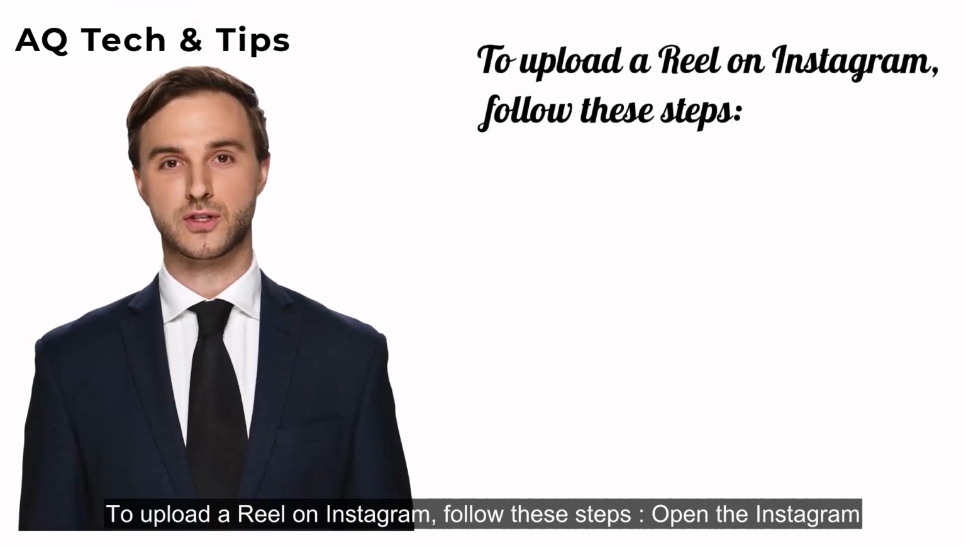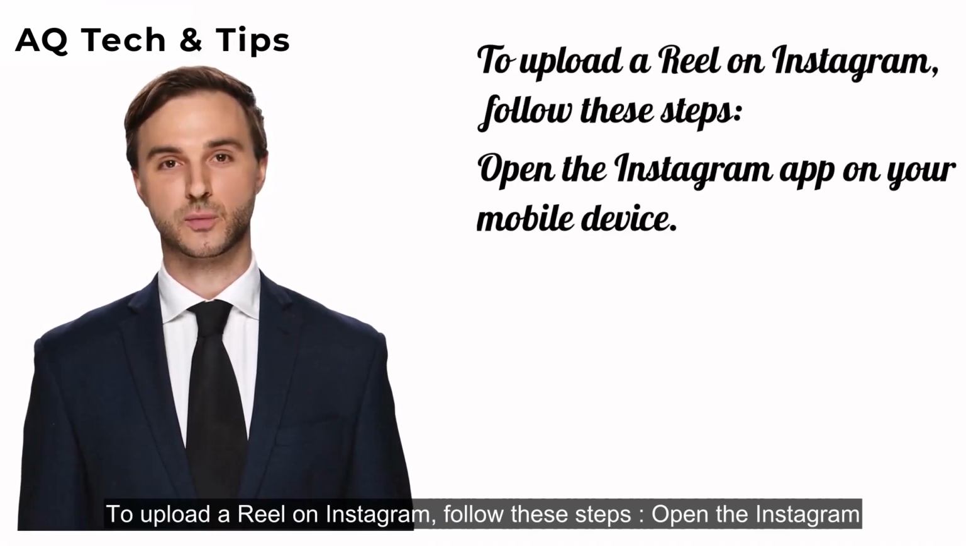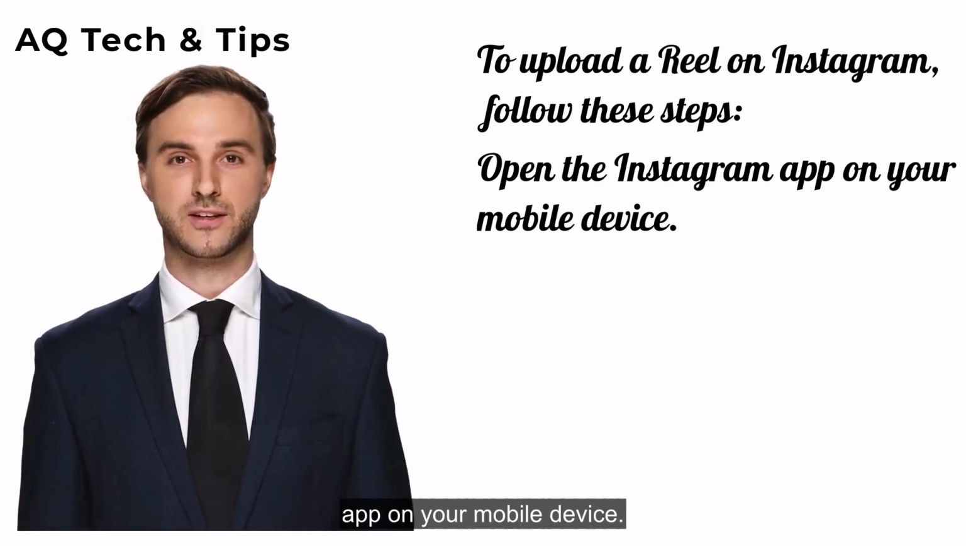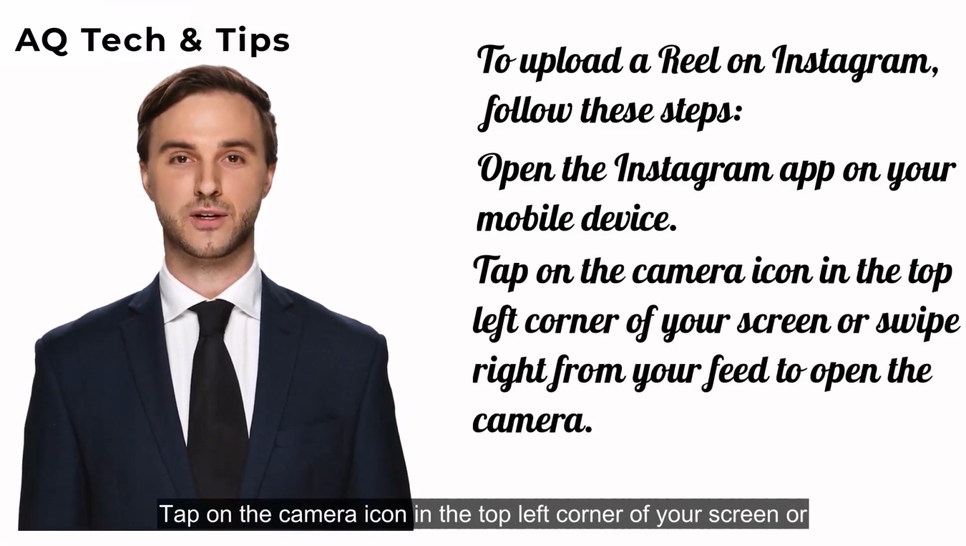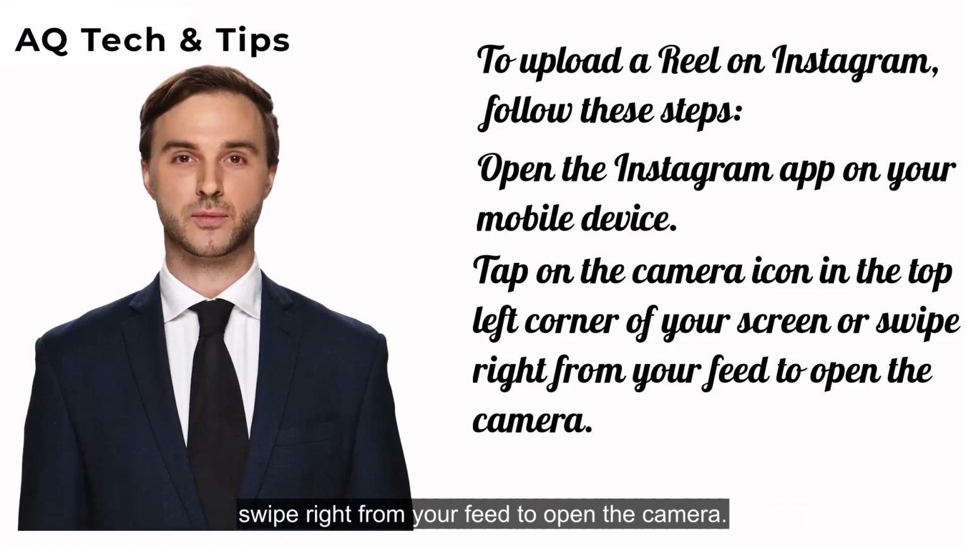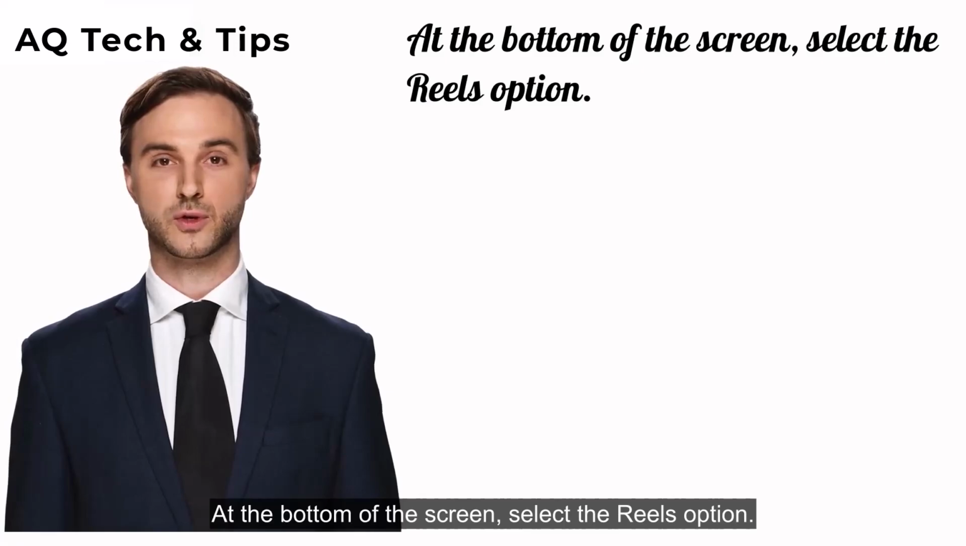To upload a reel on Instagram, follow these steps. Open the Instagram app on your mobile device. Tap on the camera icon in the top left corner of your screen or swipe right from your feed to open the camera. At the bottom of the screen, select the Reels option.